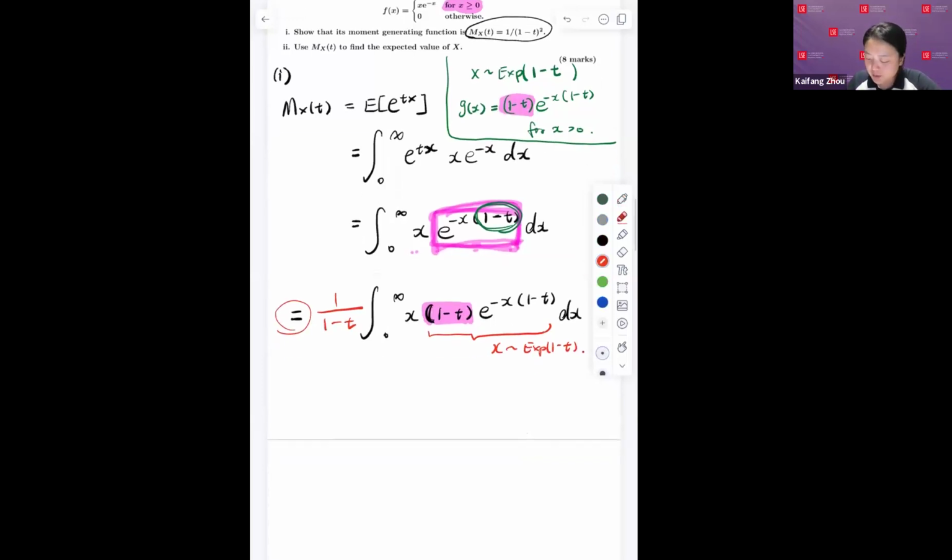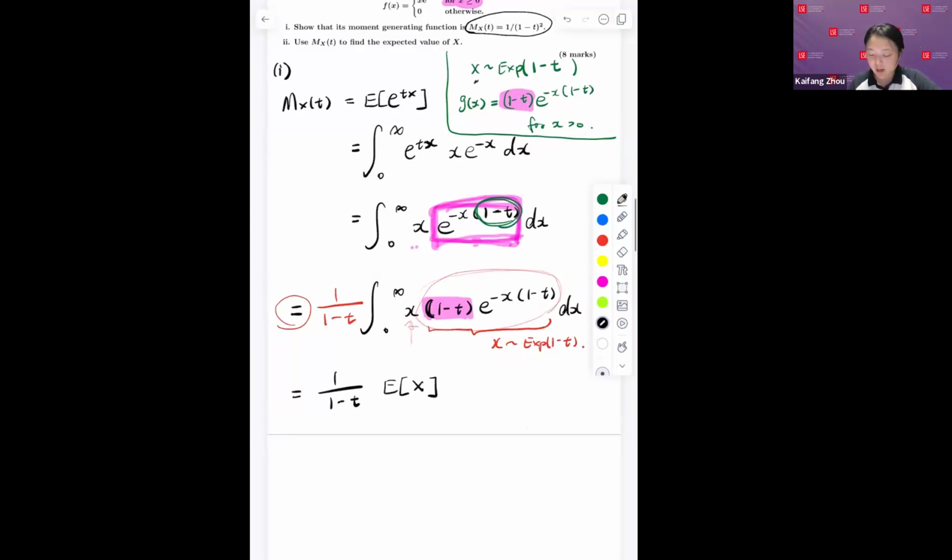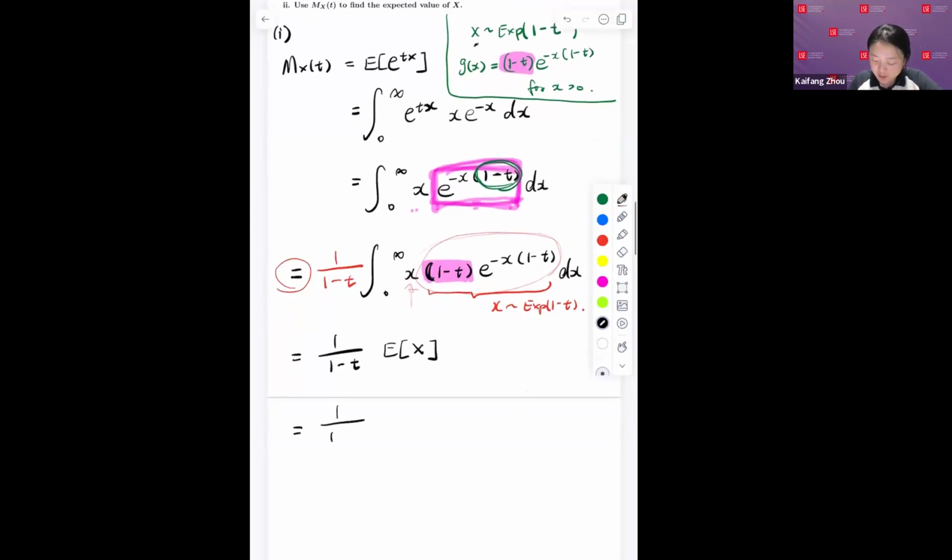Now we have just the PDF of the exponential distribution, and then this random variable x. So in this case, we can straight away write down that this integral is actually the formula for us to compute the expectation of x, where our x here follows the exponential distribution with the parameter equal to 1 minus t.